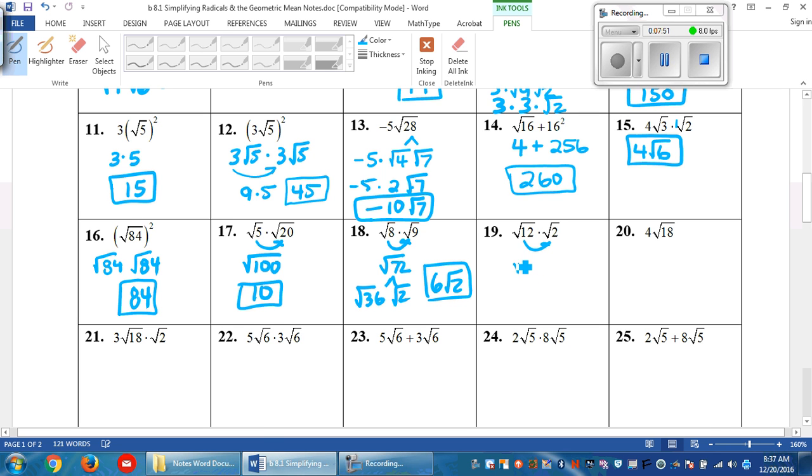12 and 2, we get root 24. So that becomes root 4 and root 6 from our chart. So 2 root 6. And last but not least, over here we have the 4 outside. The root 18 breaks up into root 9 and root 2. Bring down the 4. Root 9 becomes a 3. Root 2 stays, so we get 12 root 2 for that final answer.